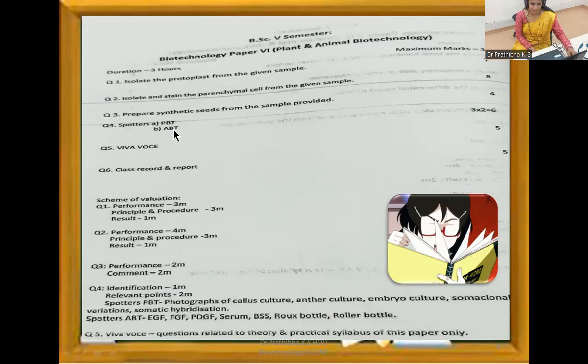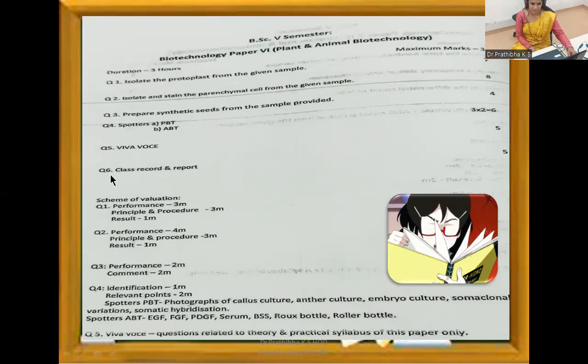You need to first identify it in front of the examiner, which carries 1 mark, and comment on whatever identification you have given. 1 point, you need to write, that carries 2 marks. So at the end, there'll be a viva voce, which carries 5 marks. Here questions related to the theory and practical syllabus of this paper will be asked to the students.